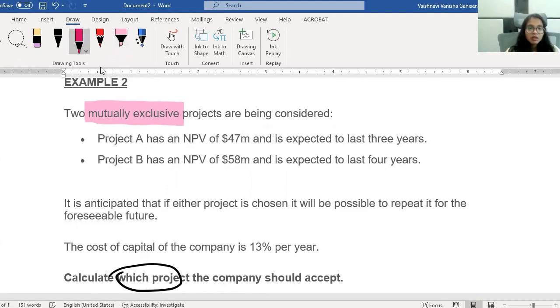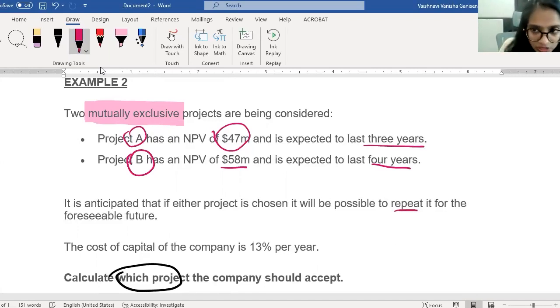Now, project A, the NPV is 47 million. It will last you for 3 years. Project B, the NPV is 58 million. It will last you for 4 years. It is anticipated that if either project is chosen, it will be possible to repeat it in the foreseeable future. The cost of capital is 13% per year.